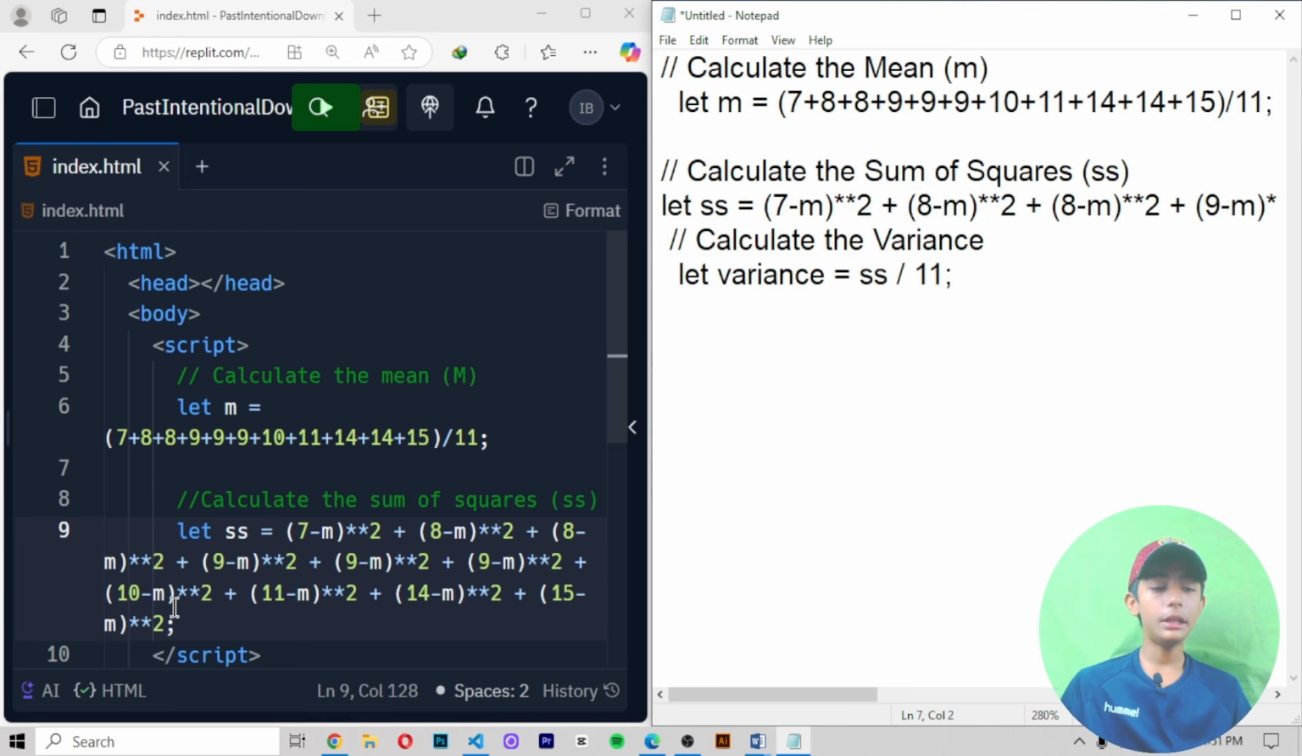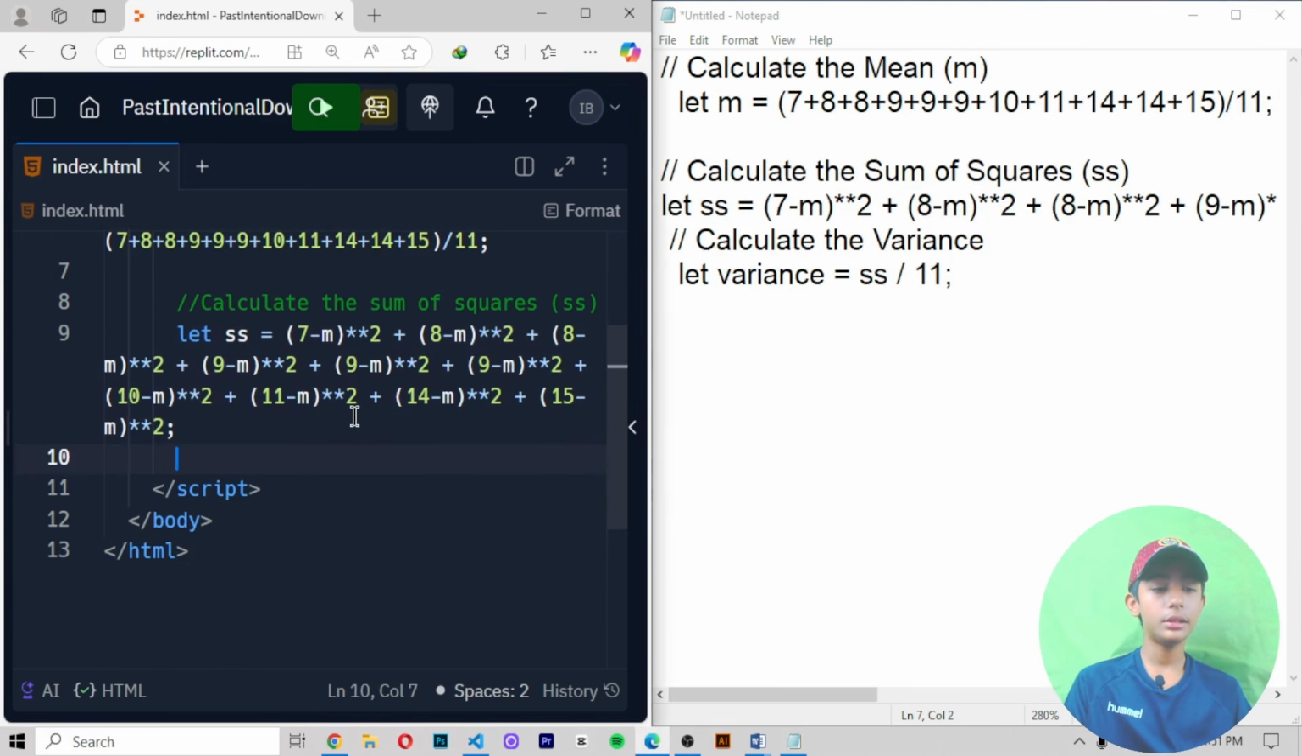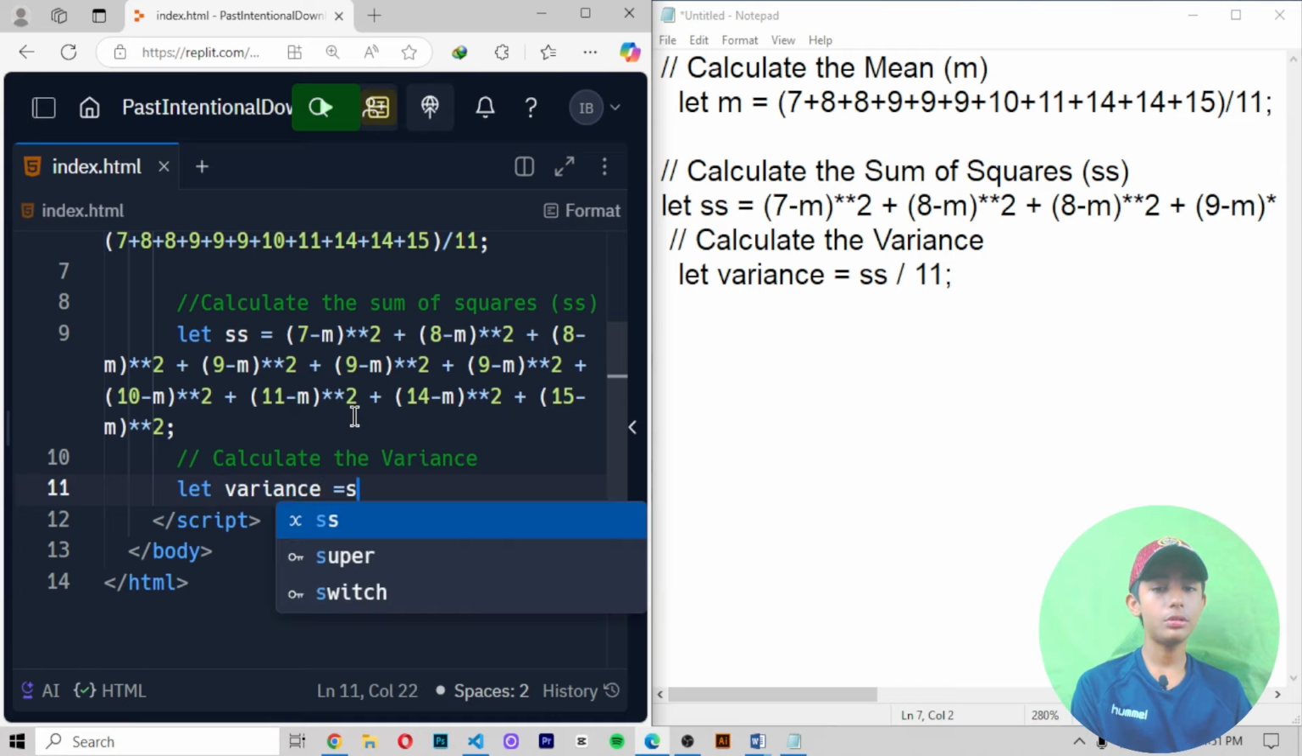When I write this type of code, here we write a comment: interpret, then slash, calculate the variance, and now we write here let variance equals to SS divided by 11, then equals to.